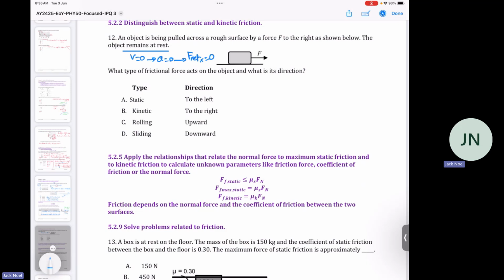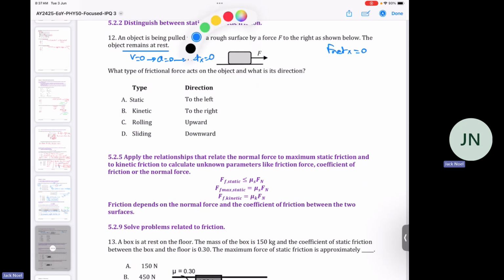Now they're asking what type of frictional force acts on the object. Net force equals zero, F net x equals zero, means that this force, which is to the right, has exactly an equal force in the opposite direction. So it means that there is a force, which is the frictional force.